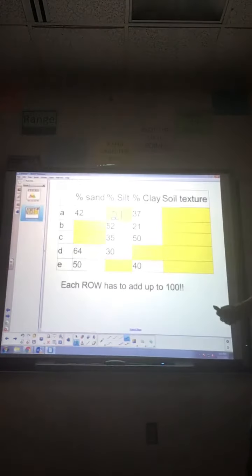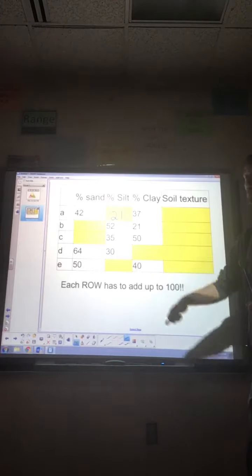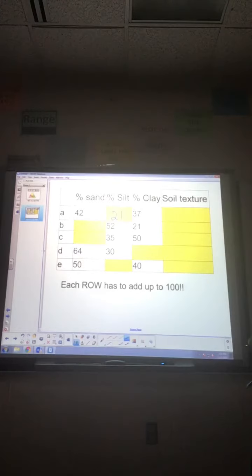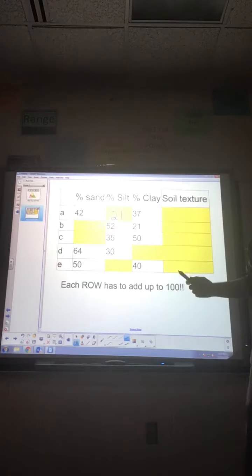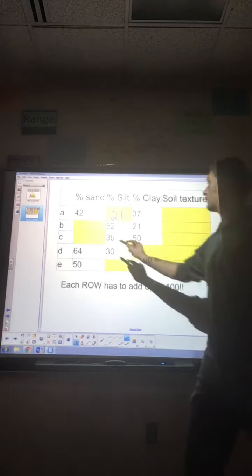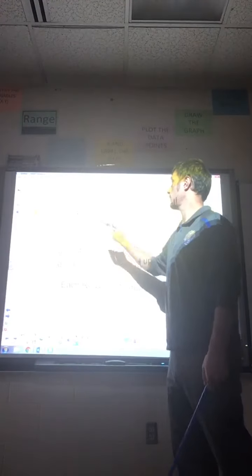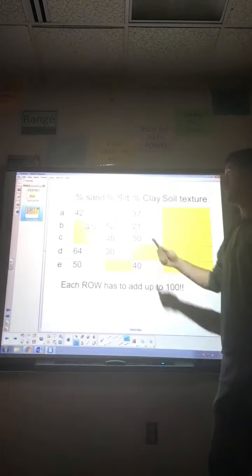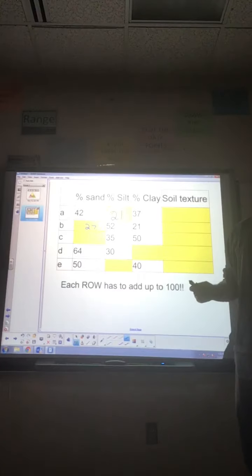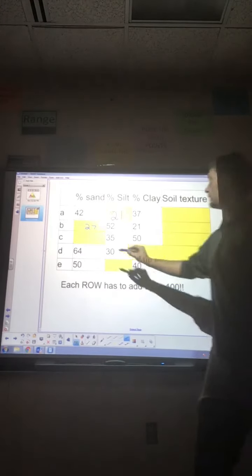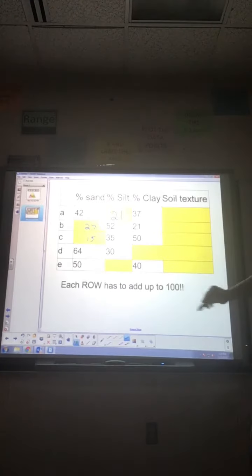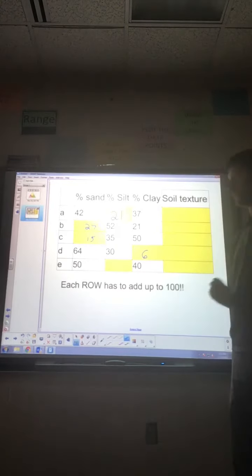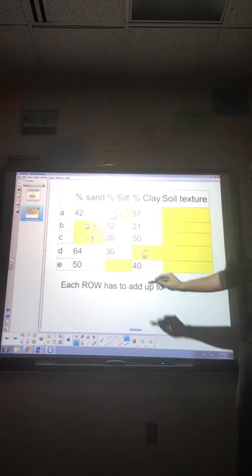My suggestion would be to go through and do all the math at once, and then go through and do the soil triangle. If I do 52 plus 21, that's going to be 73. So that should give me 27, because again, I take 100 minus 73, and that gives me 27. C, I get 15. D, I get 6. And E, I get 10.